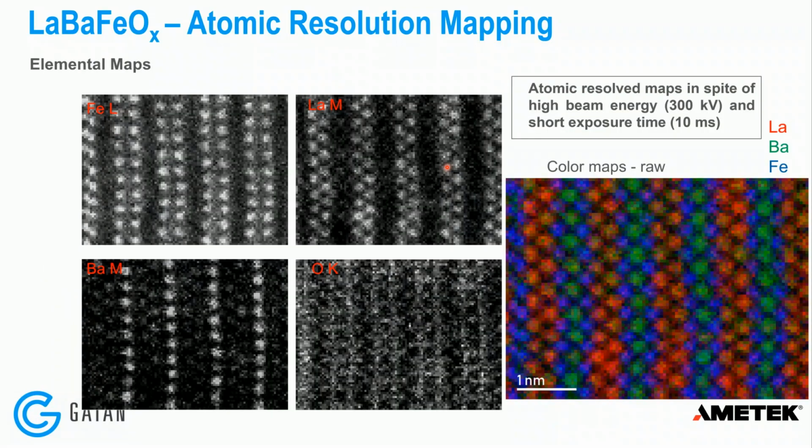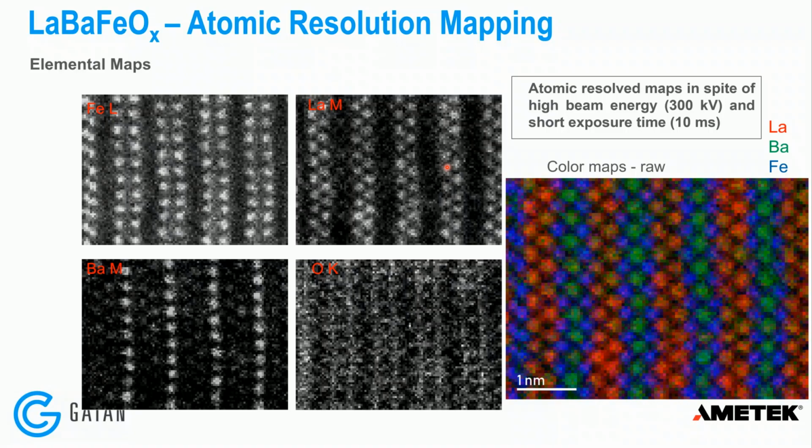Finally, if we go and do the elemental mapping, this is really cool. We get some really nice atomic resolved maps in spite of using a pretty high beam energy. So 300 kV is not necessarily optimal for atomic EELS, and a short to moderate exposure time of 10 milliseconds.